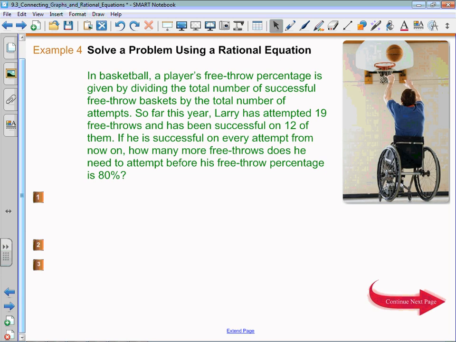And maybe it should say how many more free throws does he need to make, because he's making all of them. He's not attempting them. But anyway, his free throw percentage needs to be 80. Now, I'm going to put over here that, right away, I'm going to change this into 0.80.